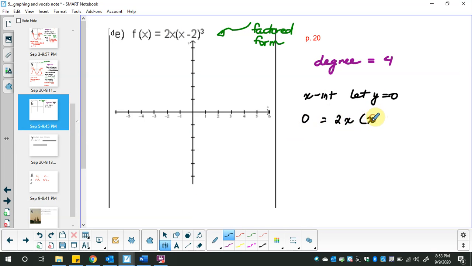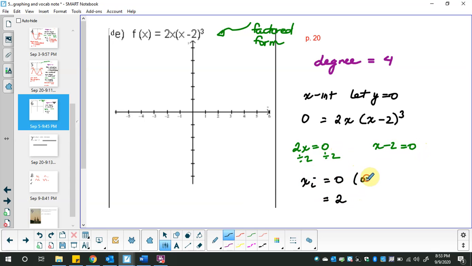Thankfully, I don't have any factoring. I do want to dig out my green scribbles. You really have to pay attention to this stuff. So we have an x-intercept of 0 divided by 2, which is 0, and another x-intercept of positive 2 when you take that across the equal sign.